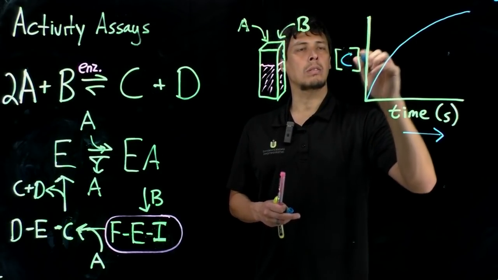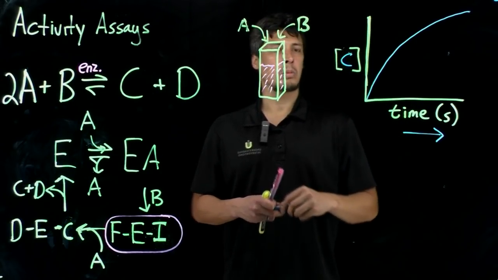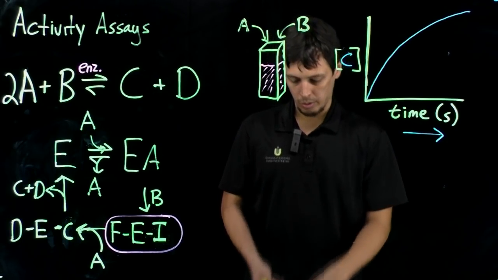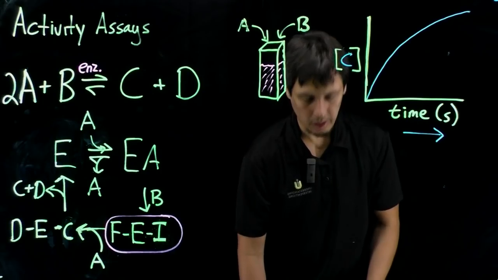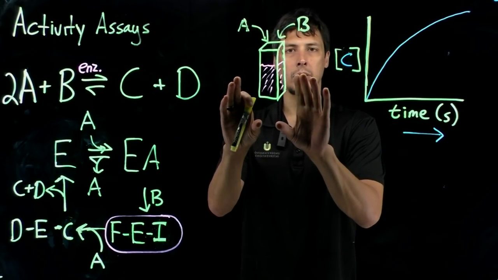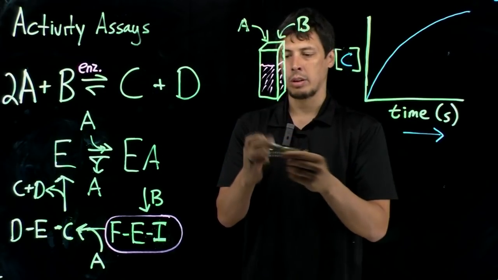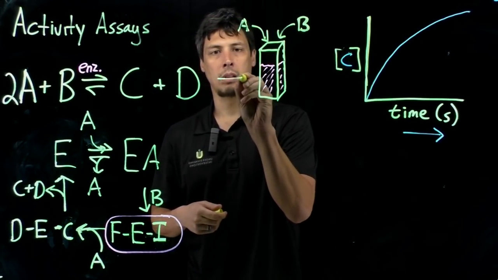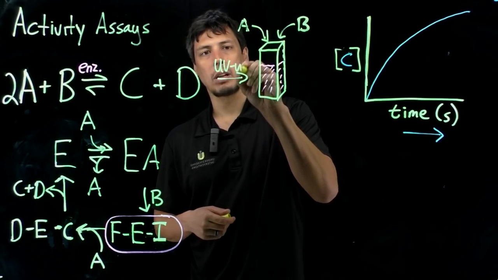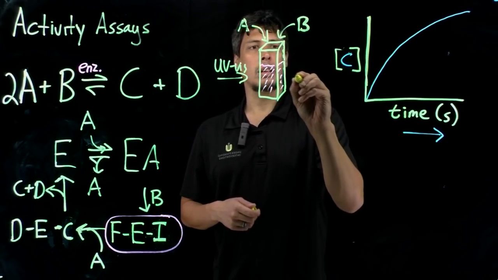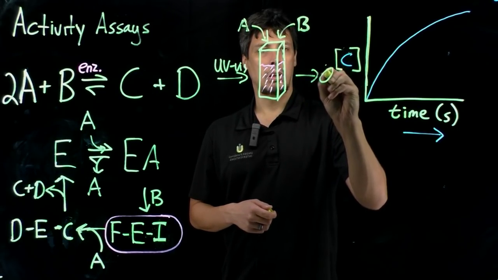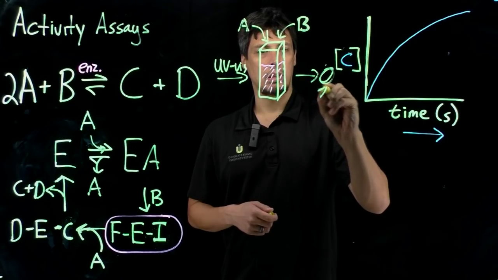And so this gives us an idea. This is what's called, in this case, a continuous assay. What's nice about continuous assays, you can get a lot of data points, because in this case, we don't have to do anything except for shine light, so UV or visible light through, and then detect the absorbance. This is the detector.